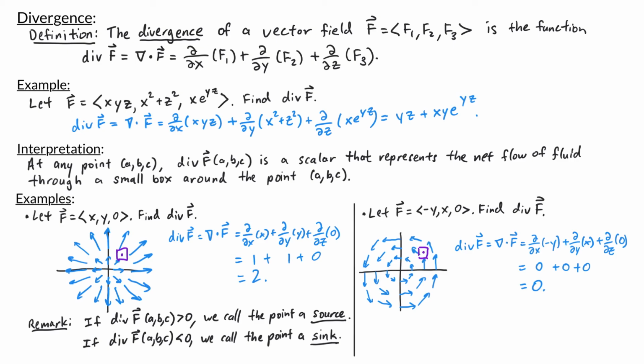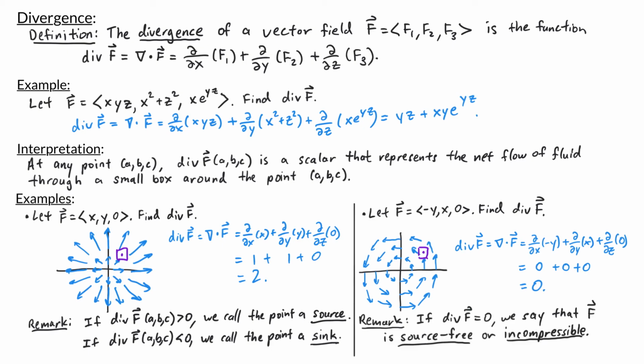This means that the amount of fluid entering the box is the same as the amount of fluid leaving the box. So in such cases, when the divergence of a vector field is 0, we say that that vector field is source-free or incompressible. So that's it for now. In our next videos, we'll talk about surface integrals and calculating the flux of a vector field over a surface.